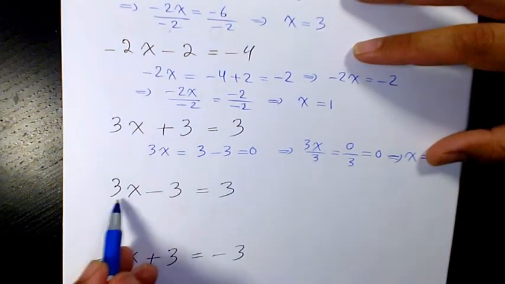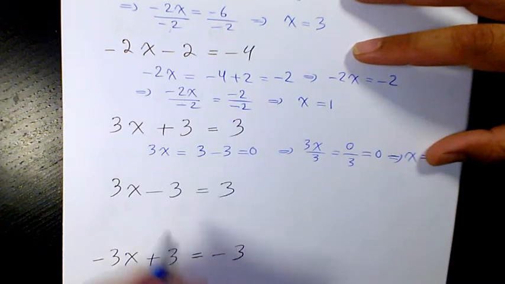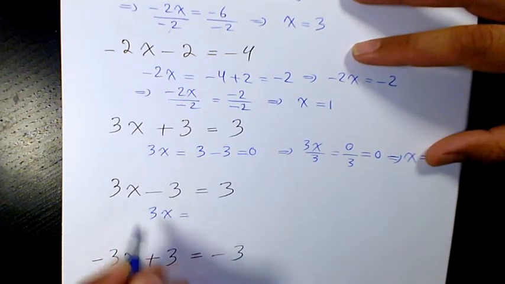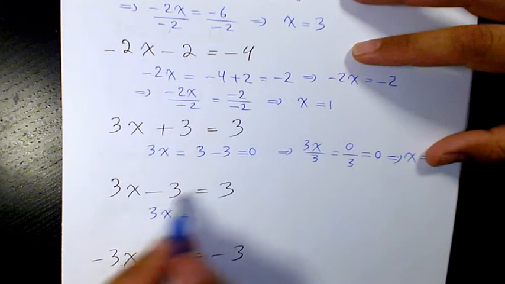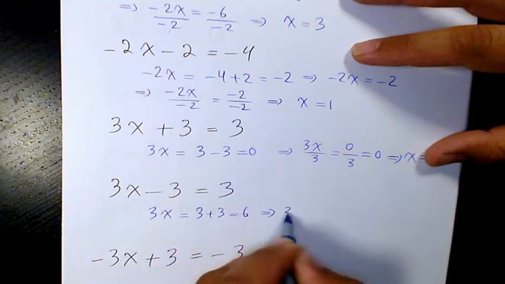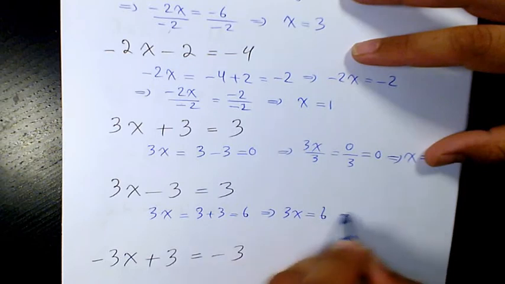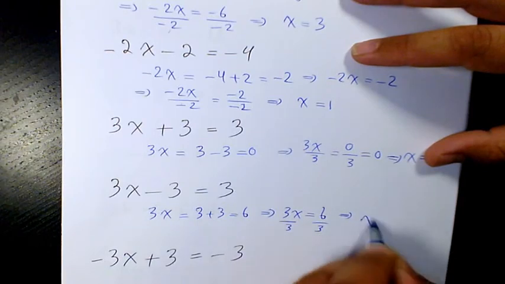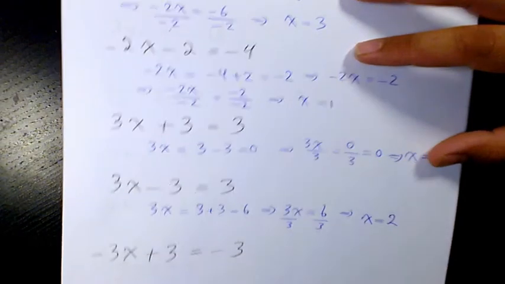Then 3x minus 3 equals 3. So I keep 3x on the left hand side. I move negative 3 to the right hand side. So 3 plus 3 equals 6. So 3x equals 6. You divide both sides by 3. So we have x equals 2.